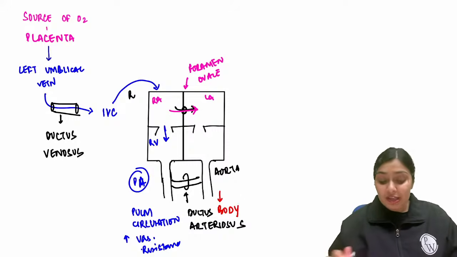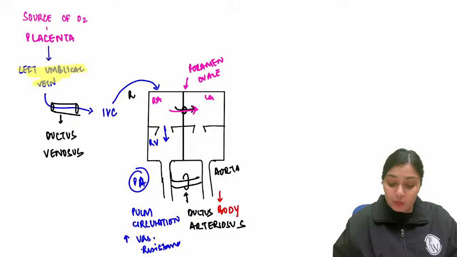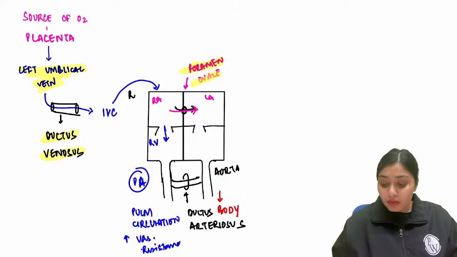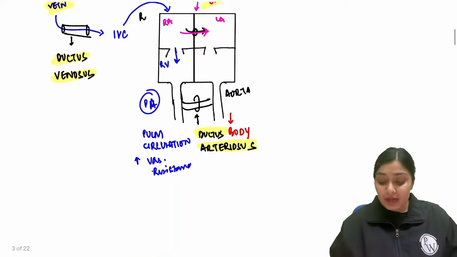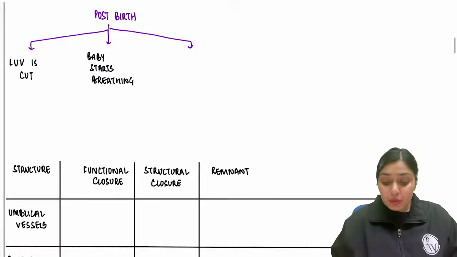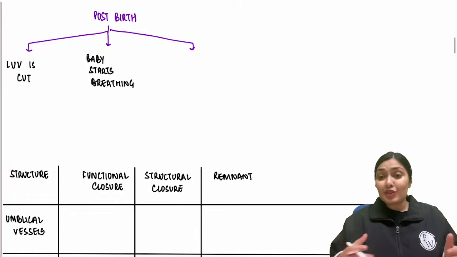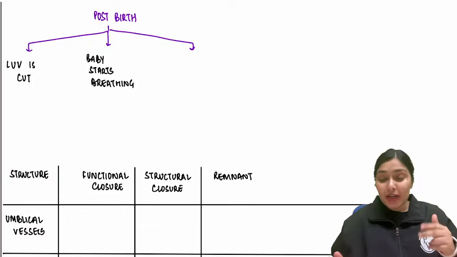So these are the fetal structures you need to know over here. First, this left umbilical vein. Second, this ductus venosus, foramen ovale, and ductus arteriosus. Now let's see what happens after birth. Post birth, what will happen? As a child is born, we cut the umbilical cord. So my left umbilical vein would be cut.